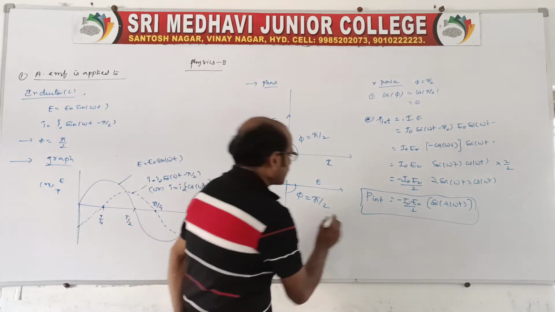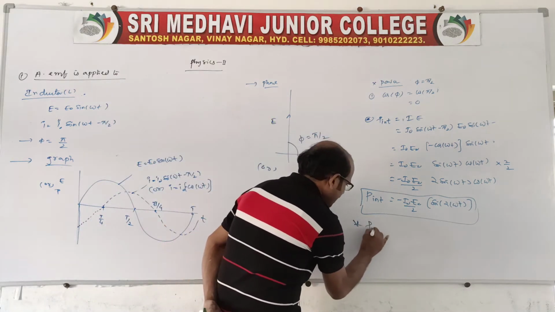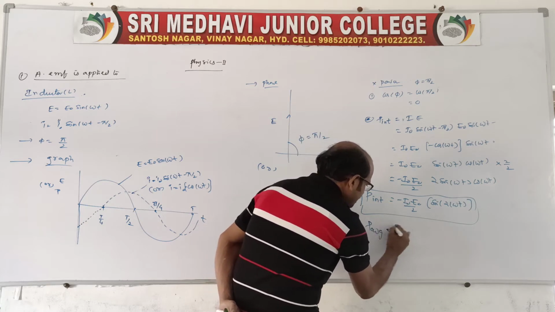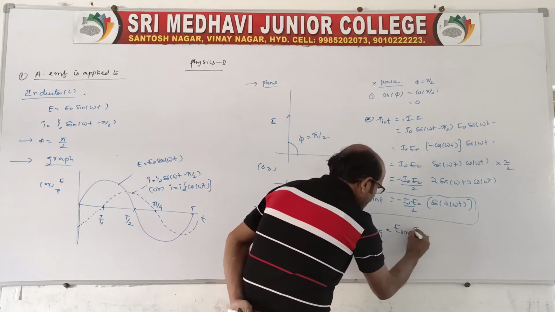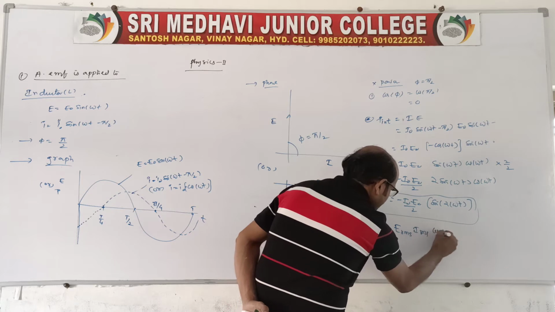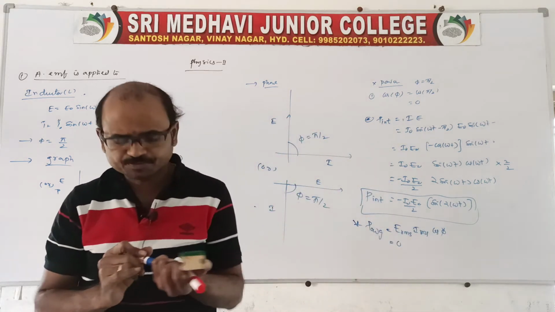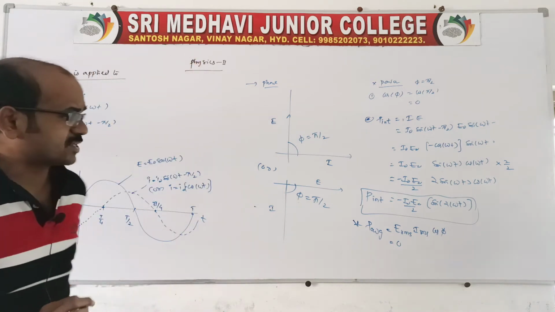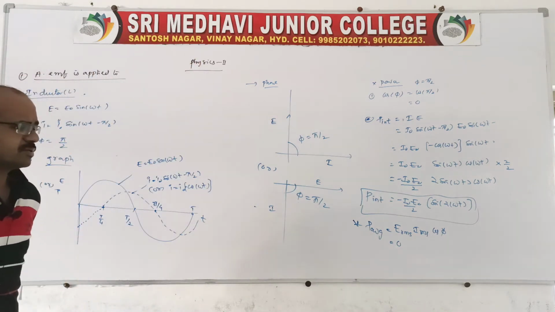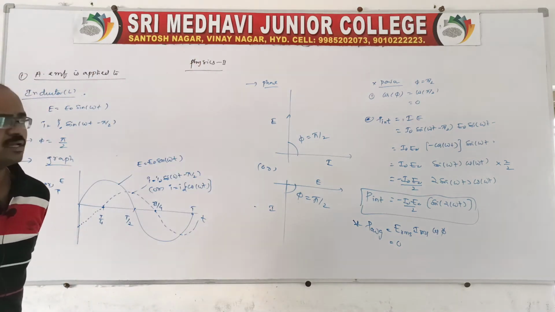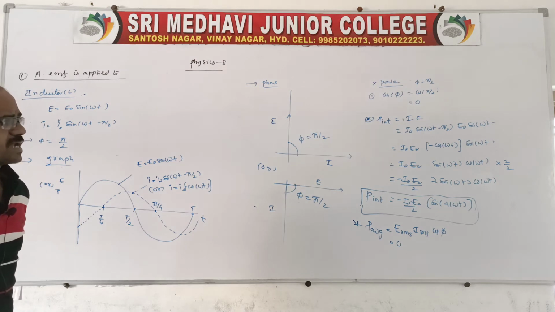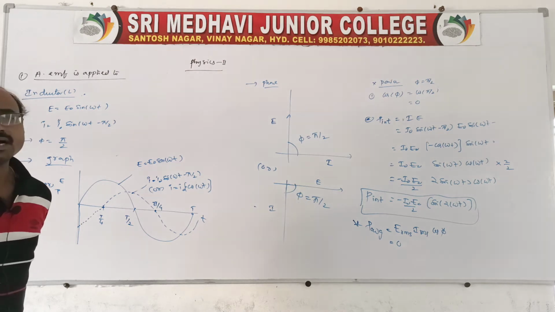Sir, what about the average power? Average power is E RMS, I RMS cos phi. Of course, phi is given as 90, so we will get the power as 0. Average power is equal to E RMS I RMS cos phi. The value of cos 90 is 0, therefore we can say average power is 0.